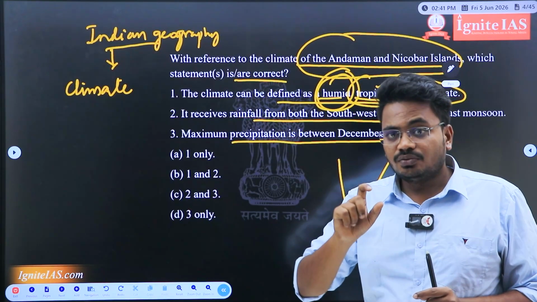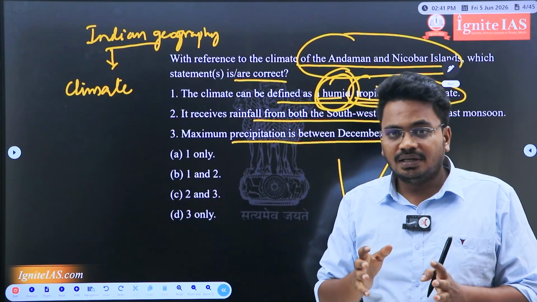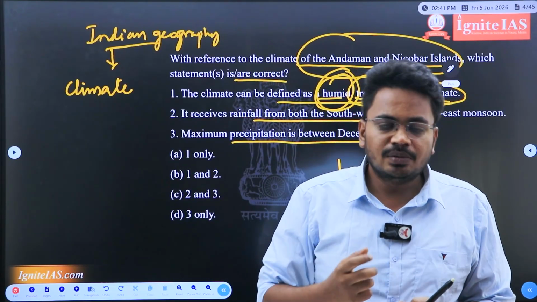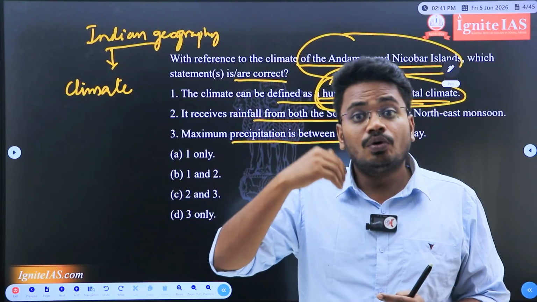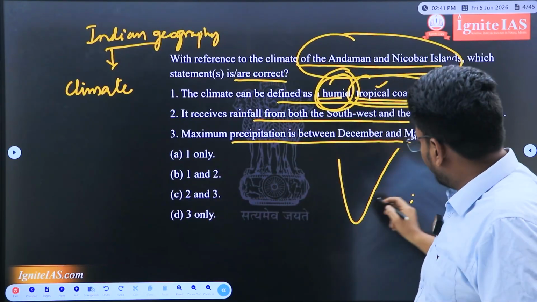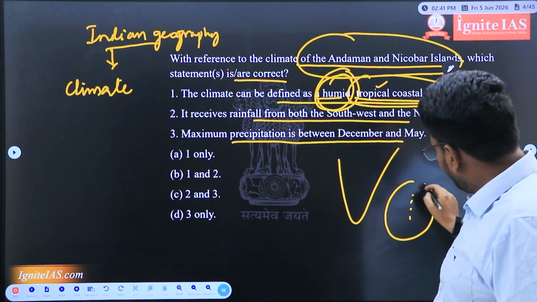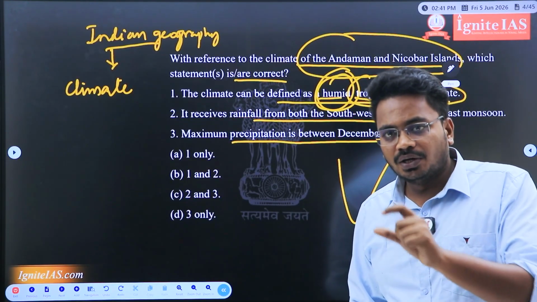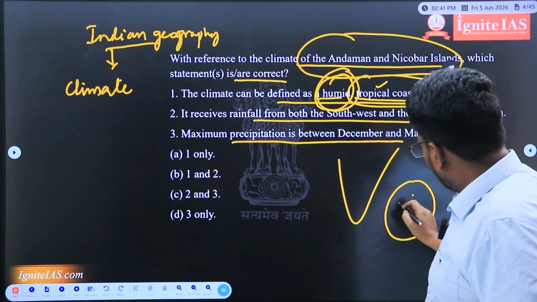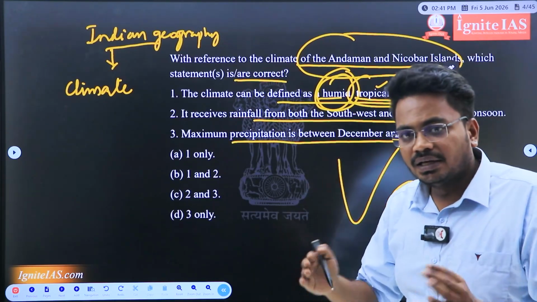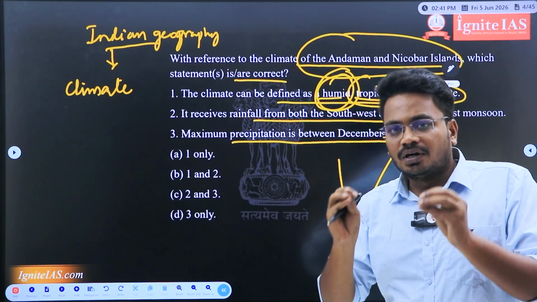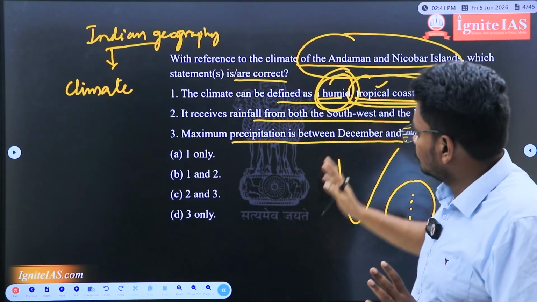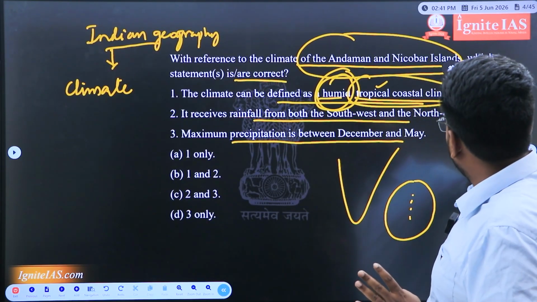Now the point is, what is humidity? Humidity is nothing but the presence of water vapor in the atmosphere. So where will we have more water vapor? Where we have more water bodies. We know that Andaman and Nicobar is surrounded by water, especially the Bay of Bengal and the Indian Ocean. The presence of water will be very high. Whenever there is presence of water, we will have more humidity, right? Because of that reason, statement 1 will be right.